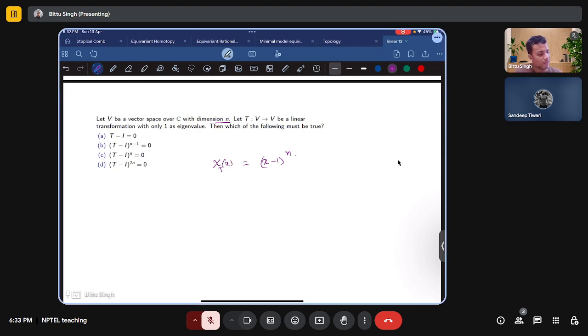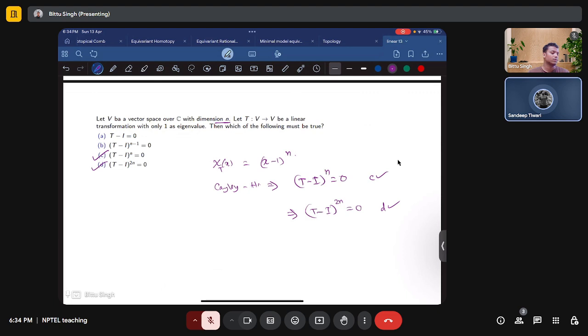Now, if we use Cayley-Hamilton, Cayley-Hamilton will imply (T minus I) to the power n equals 0. So, C is correct. Now this will again imply (T minus I) multiplied twice will also give 0. So that D is also correct. C and D are correct. Now what about B and A?